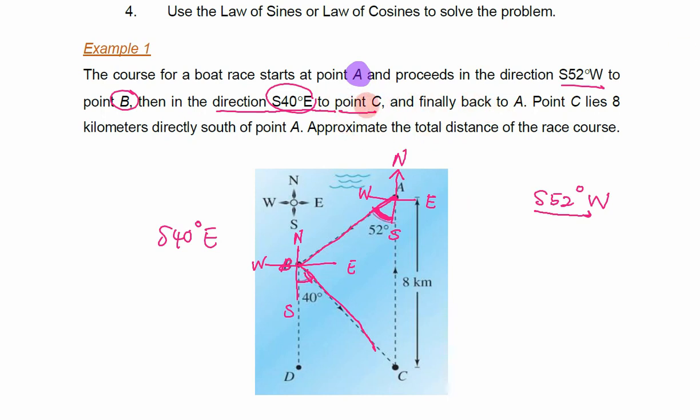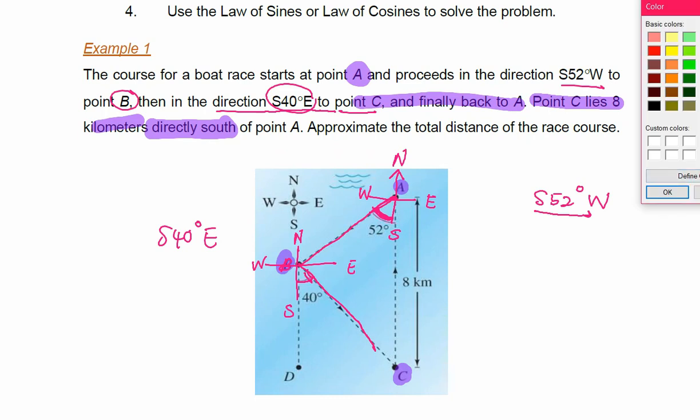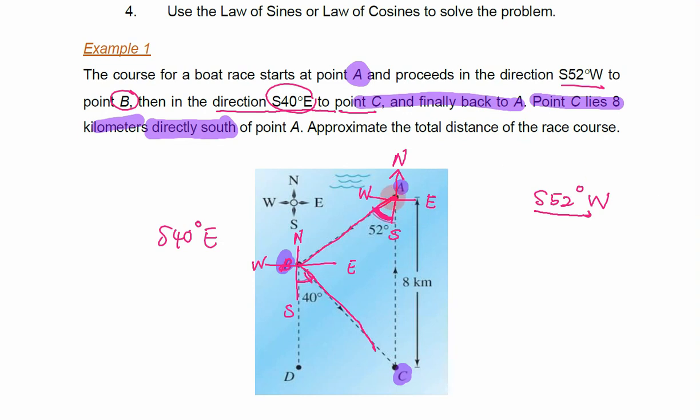Finally, from point C, back to A. So from A, B, then C back to A. The information given here is that point C lies 8 kilometers from point A, directly south. This is also important information. Directly south of point A, therefore this is a straight line directly south of point A.